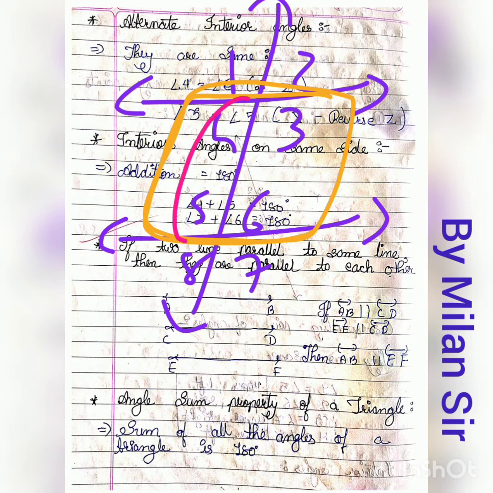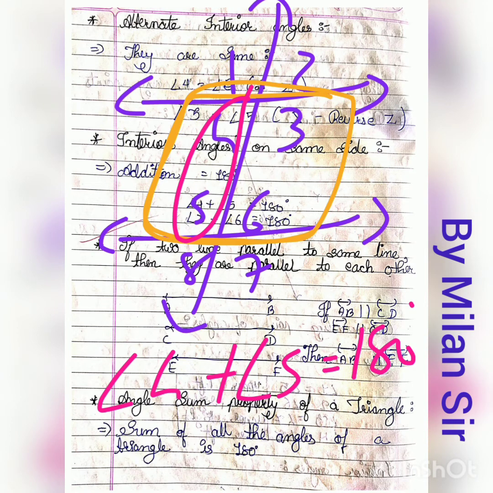In that it is written interior angles on the same side. That means first of all left hand side, so angle 4 and 5. It is called interior pair of angles on the same side of the transversal. And here these two angles are not same, but the addition of these two angles is equal to 180 degrees.